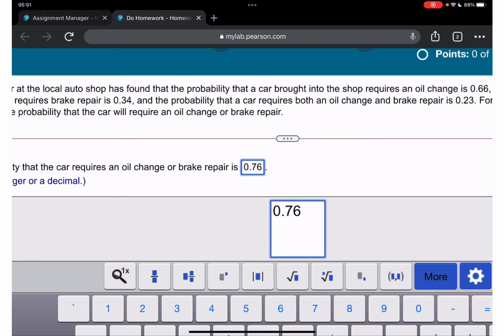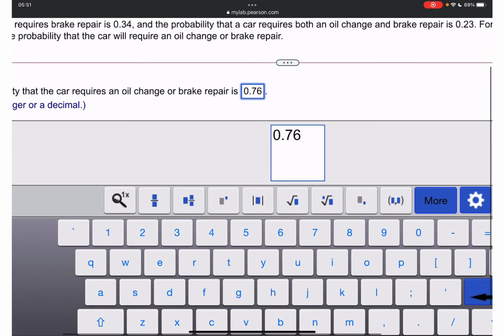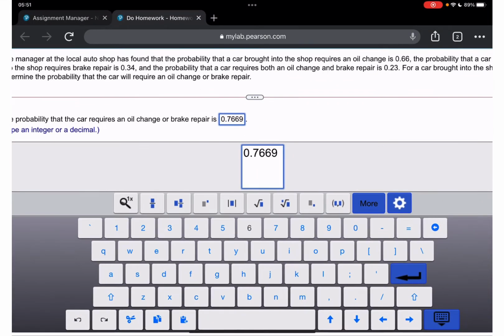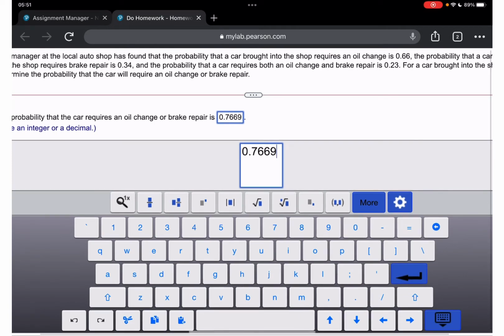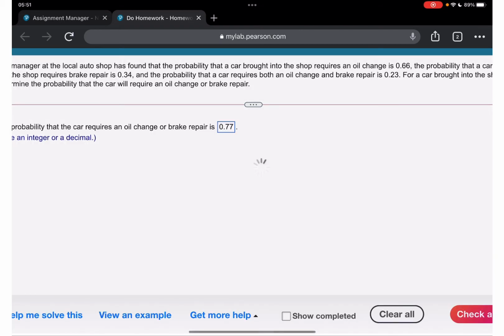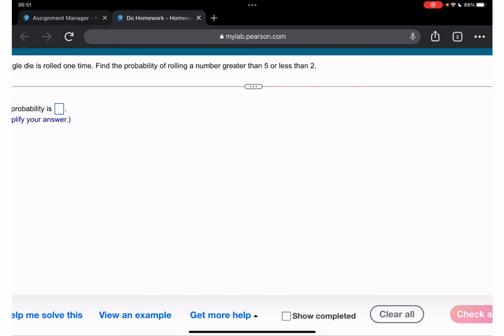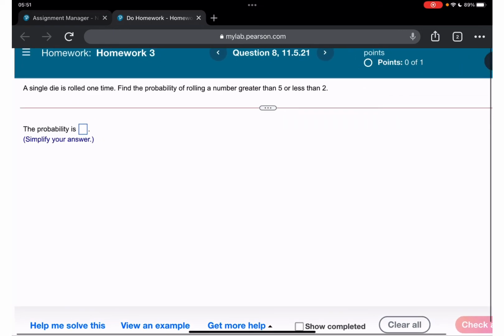Let me try. Where is the 0.77 from? I have no idea. Now 7666. Okay. Well done.